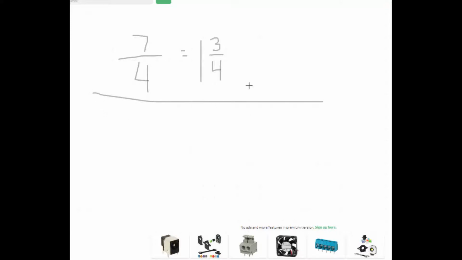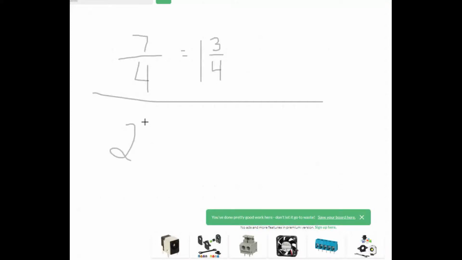Now, to convert a mixed number back to an improper fraction, let me make one up. 2 and 3/4. Mixed number. Remember, we multiply these and add that. So 4 times 2 is 8, 9, 10, 11 fourths. See? Easy peasy. That's all we do. All right, that's pretty easy to go back and forth.